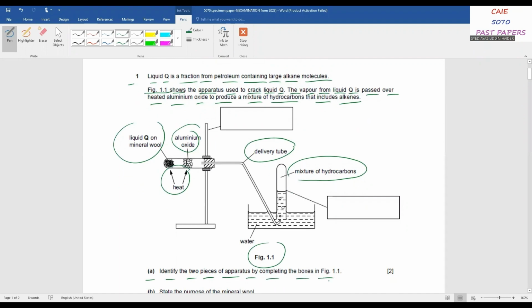Identify the two pieces of apparatus by completing the boxes in figure 1.1. This is very easy. You can write stand or clamp. The next one is boiling or test tube used to collect gases. Boiling or test tube.